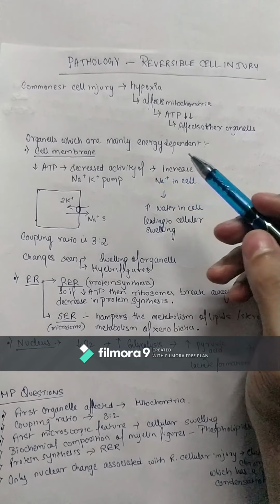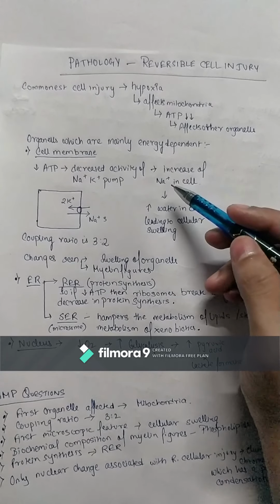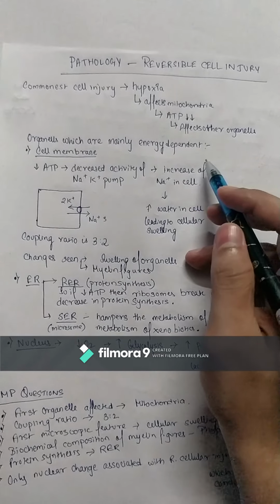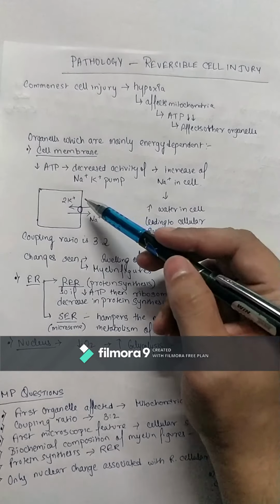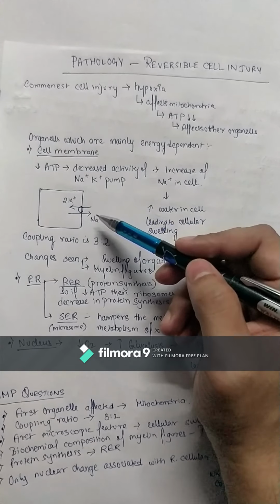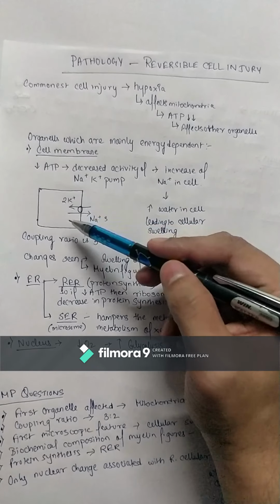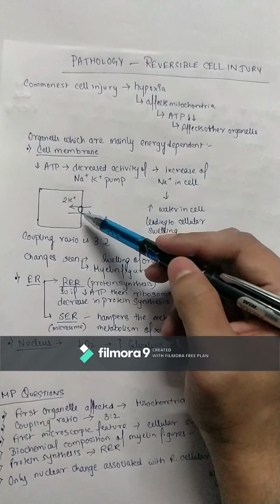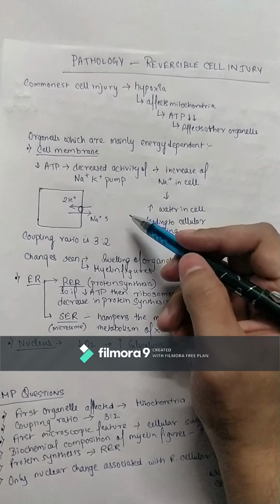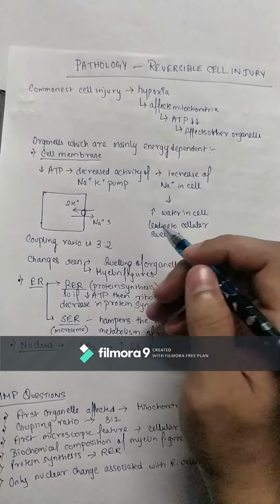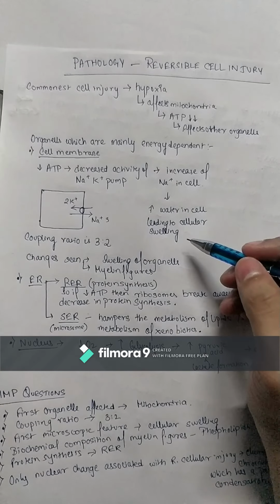Now what happens when there is a decreased activity of the sodium potassium pump? It will cause an increase of sodium in the cell, because in this pump the sodium goes out and the potassium comes in. So if there is a problem with this pump, the sodium will not go out, so there will be increased concentration inside the cell. So what happens when there is an increased concentration of sodium? There will be water retention. So there is increased water in the cell, which is leading to cellular swelling.